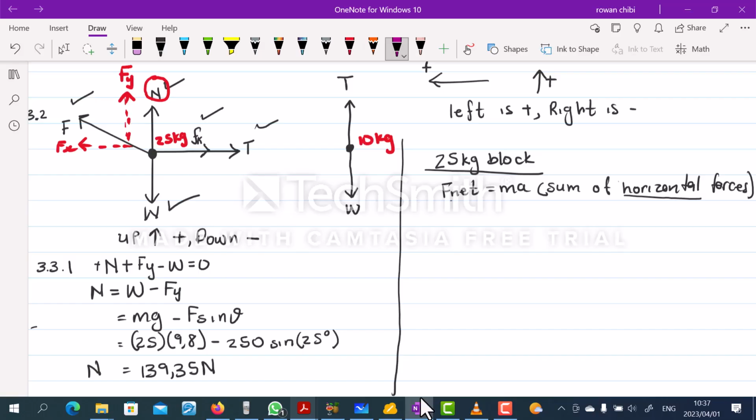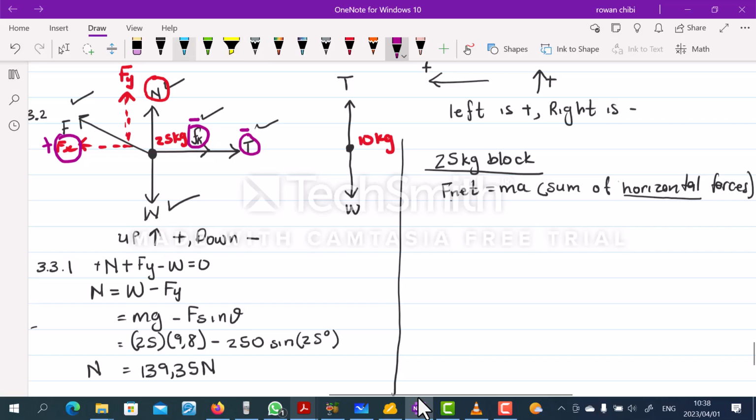So in other words, we are focusing now. This one, the Fx is going to be positive because it's going to the right. Then there is this one, the friction. The friction is negative because it's going to the left. The tension is negative because it's going to the left. So we are focusing on the tension, the friction, and Fx. These are the only three horizontal forces in the free body diagram for the 25 kg block.